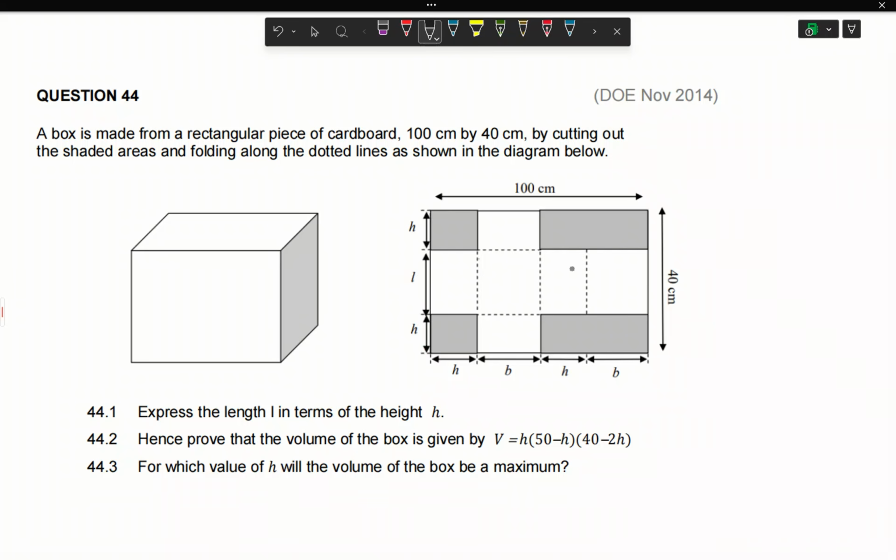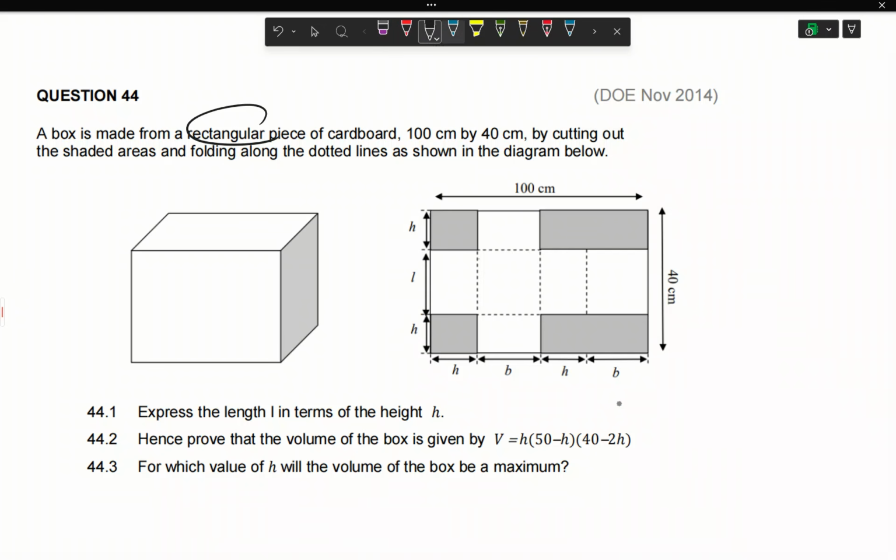So remember, guys, that we are dealing with what? They said this is a rectangular piece. A box is made up from a rectangular piece of cardboard. Now this is a box. Now we are making a rectangular shape like that. So now to express the length L in terms of h, remember that this part here has to be the same as this part there. Understand? H has to be the same there.